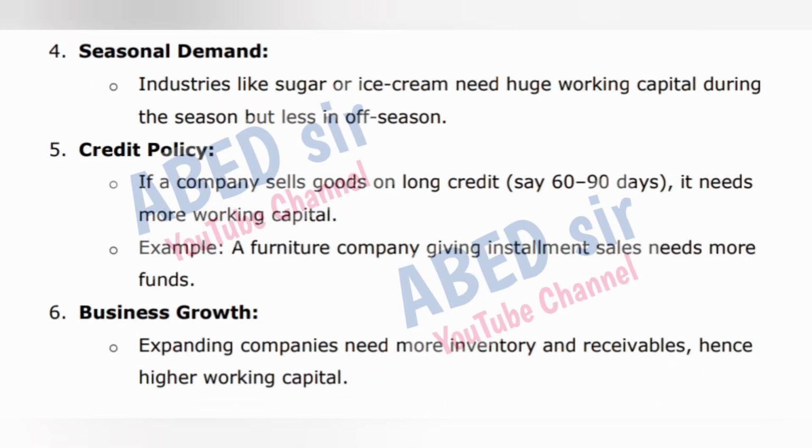4. Seasonal demand. Industries like sugar or ice cream need huge working capital during the season but less in the off-season. 5. Credit policy. If a company sells goods on long credit, say 60 to 90 days, it needs more working capital. Example, a furniture company giving installment sales needs more funds. 6. Business growth. Expanding companies need more inventory and receivables, hence higher working capital.